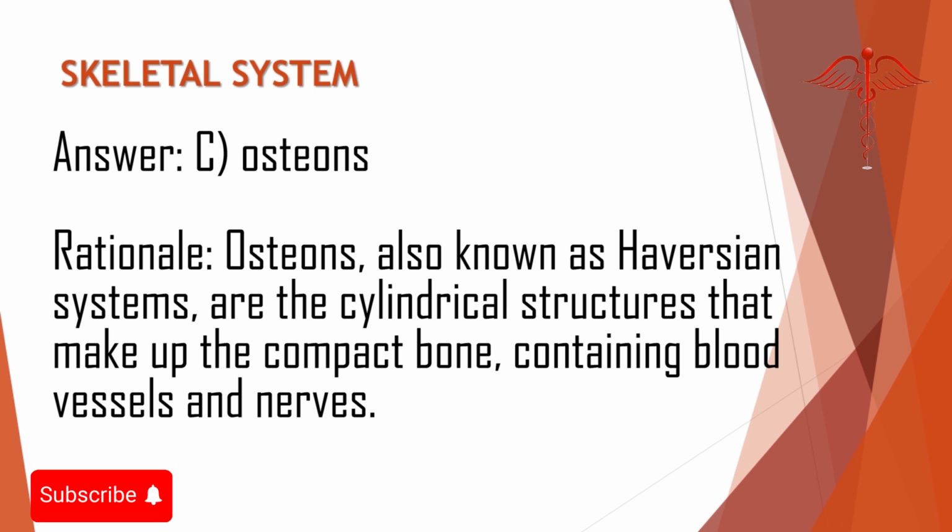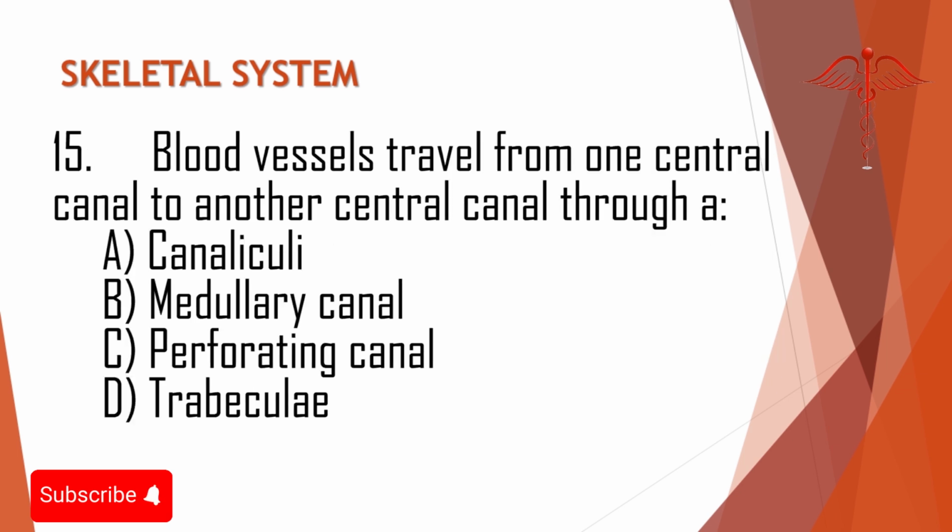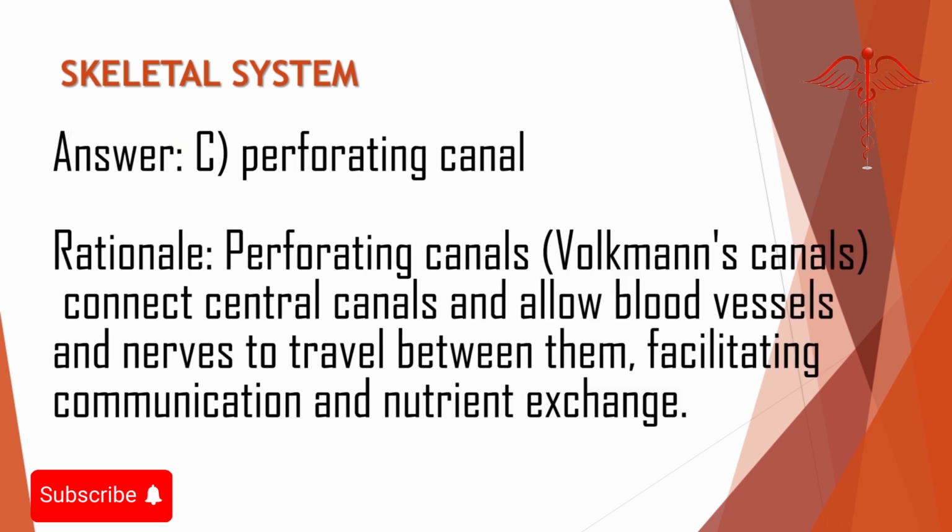15. Blood vessels travel from one central canal to another central canal through A. Canaliculi, B. Medullary canal, C. Perforating canal, D. Trabeculae. Answer: C. Perforating canal. Rationale: Perforating canals, or Volkmann's canals, connect central canals and allow blood vessels and nerves to travel between them, facilitating communication and nutrient exchange.